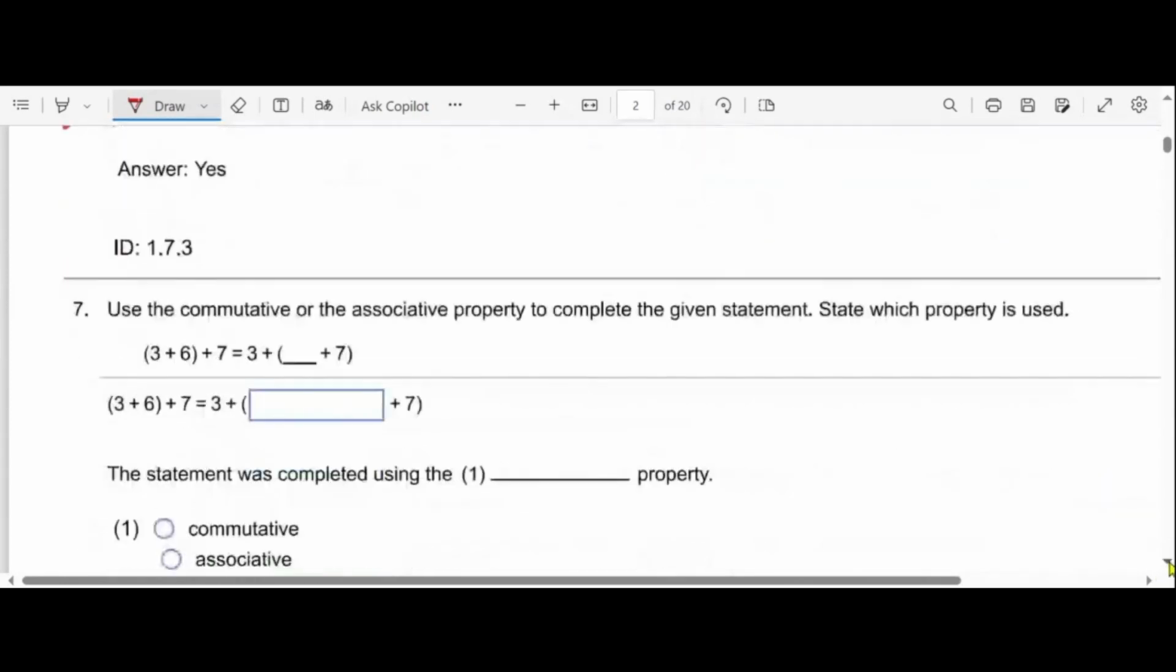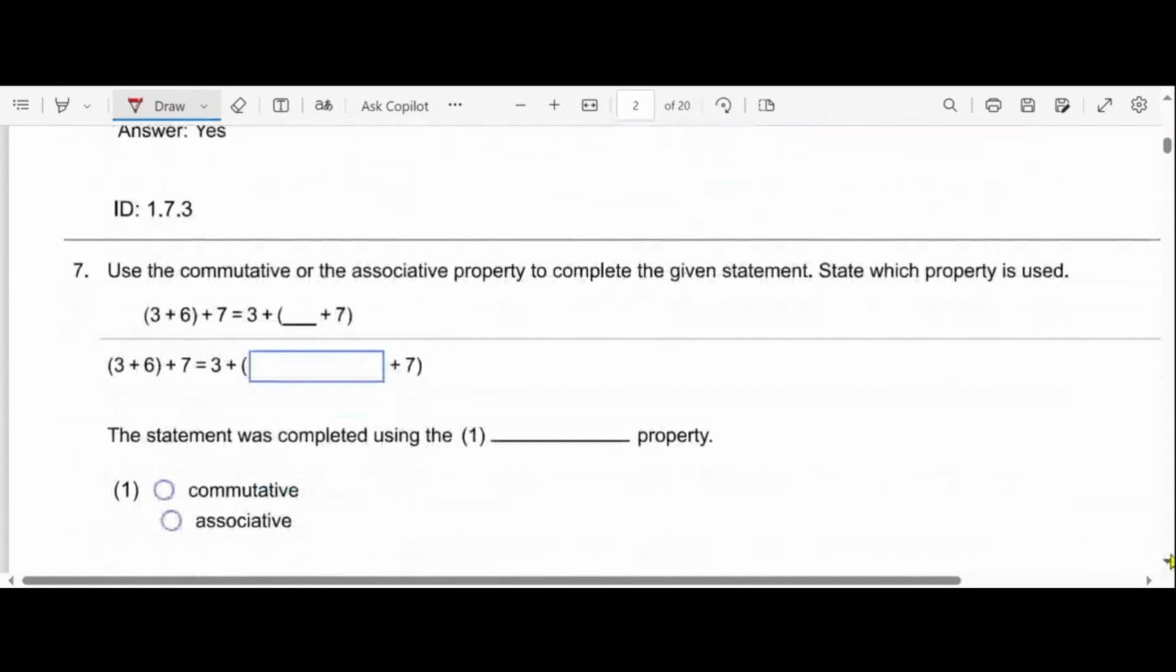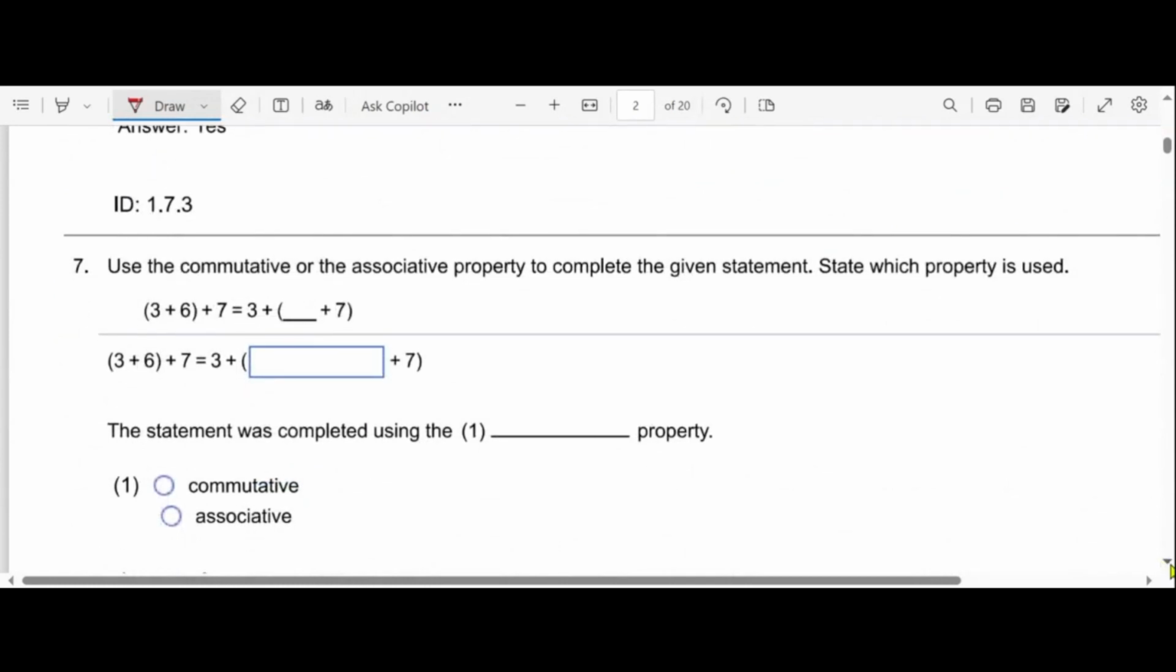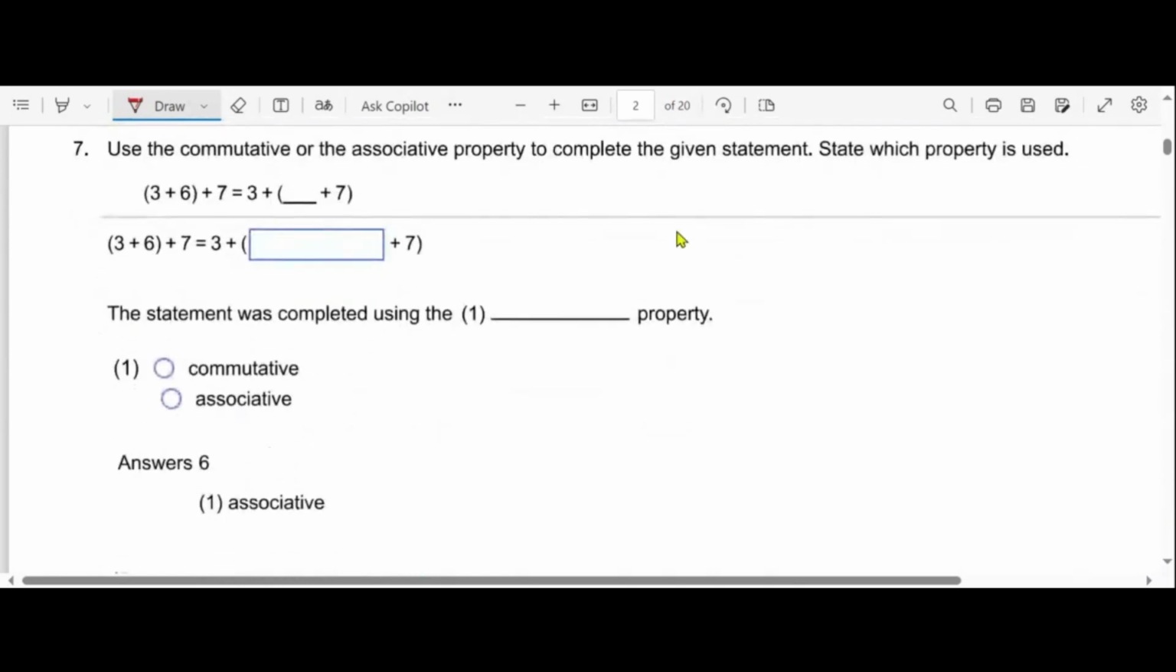Next one. Somebody from the back, somebody else did not read? Yes, go ahead, please. Use the commutative or the associative property to complete the given statement. State which property is used. So we have two properties, commutative. What does commutative mean? تبادل. And what's associative? التجميع. Okay, I'll just take it for what he's literally saying.